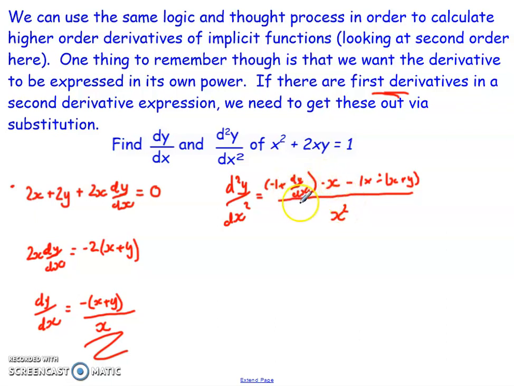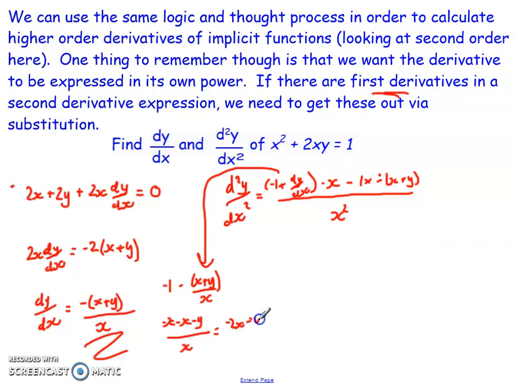Now I know an expression for dy by dx, so if I focus just on this bracket here, what I can do is rewrite that as negative 1, it's then plus dy by dx, but in this case it's going to be minus, and I'm actually going to keep it in the brackets to begin with, minus x plus y all over x. And if I then take it all out of the bracket here, put it all over a common denominator, what I end up getting is minus x minus y all over x. So I get minus 2x minus y over x. So that's this first part here.